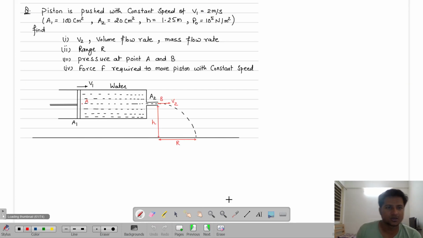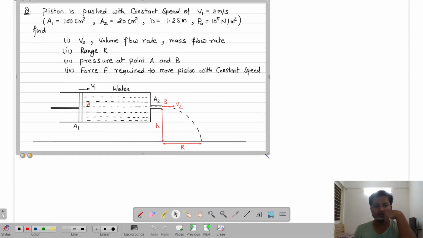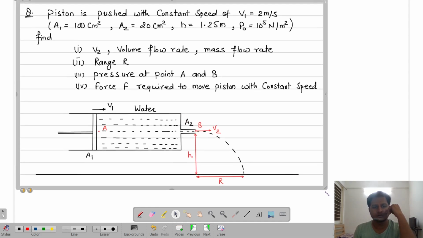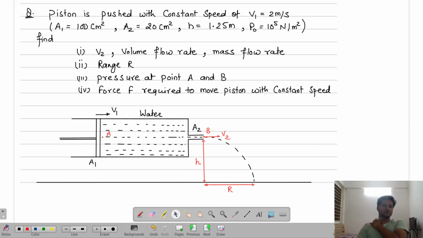Okay, so look over here. I think this is visible to you, or should I make it a little bit bigger? So the question is, a piston is pushed with constant speed V1, 2 meter per second. First see the question and then I'll decrease the size. A1 is equal to 100 centimeter square, A2 is equal to 20 centimeter square, H is equal to 1.25 meter.